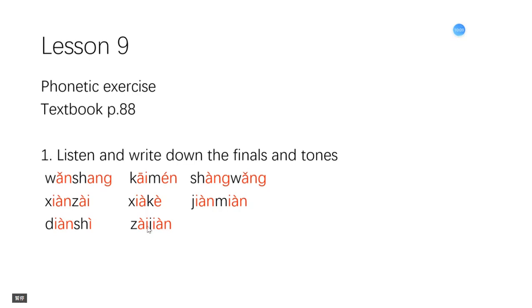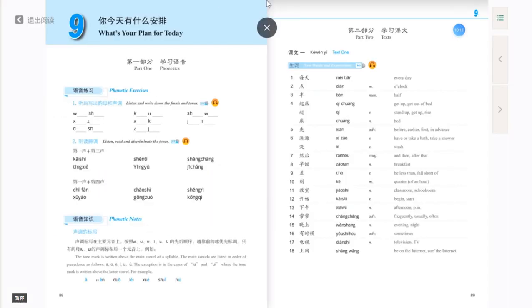Okay, let's come back to part 2. It's listen and read and discriminate the tones. So here are also collocations of tones. We did one in last lesson, lesson 8: the first tone plus the second tone, the first tone plus the first tone, right? That's what we did in lesson 8.